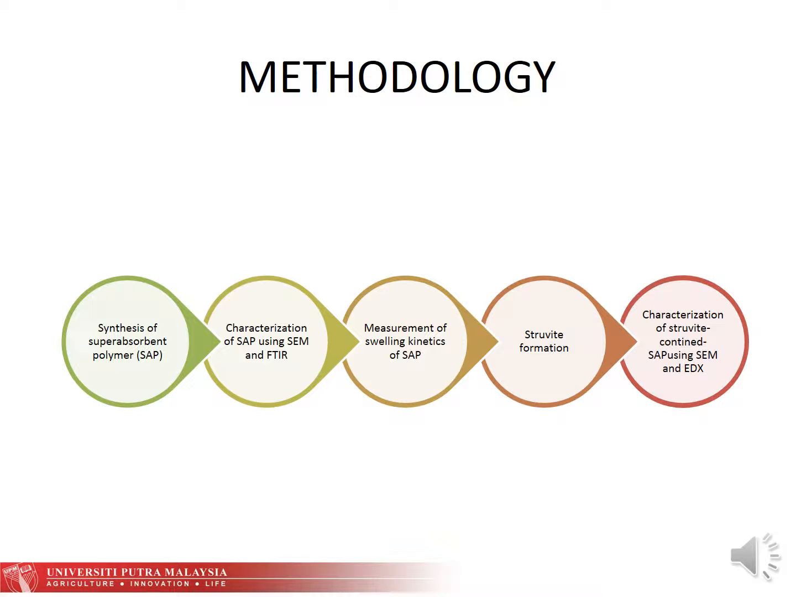For the methodology, there are 5 processes carried out throughout the experiment. The first step is synthesis of superabsorbent polymer using graft copolymerization. Secondly, characterization of the SAP using SEM and FTIR. Then the third one is measurement of the swelling kinetics of the two types of SAP that have been produced in this project. The fourth step is struvite formation. The fifth one is characterization of struvite-containing SAP using SEM and EDX.